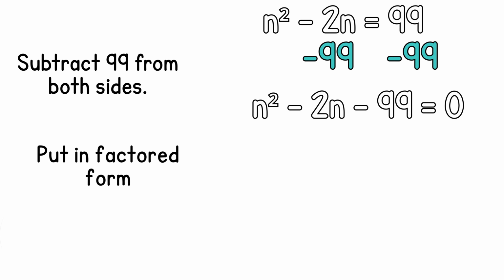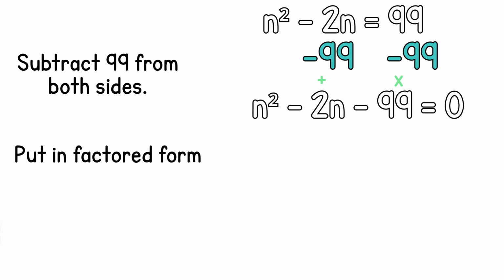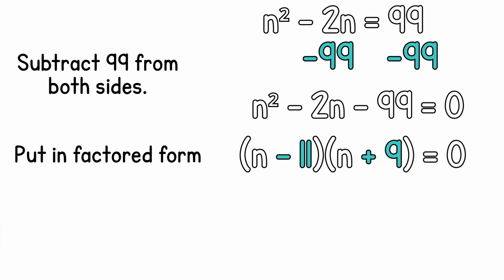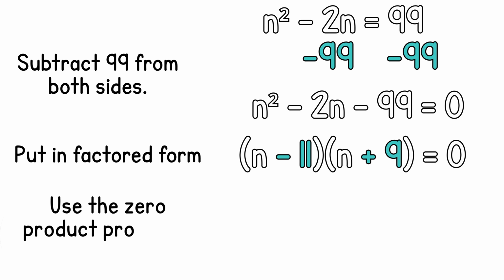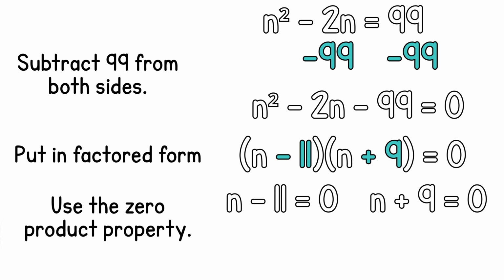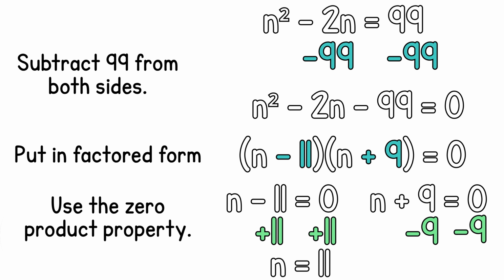Now we need to put this in factored form. So we need to find two numbers that multiply to negative 99 but add to negative 2. Those two numbers would be negative 11 and positive 9, so now we have it in factored form. Now we're going to use the zero product property to set each equation equal to 0. So we have n minus 11 equals 0 and n plus 9 equals 0. We'll solve the first equation by adding 11 to both sides, which gives us n is equal to 11. On the next equation, we'll subtract 9 from each side, which gives us an answer n equals negative 9.